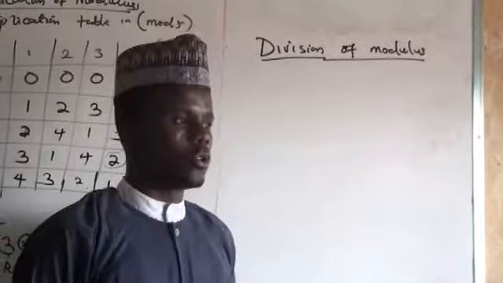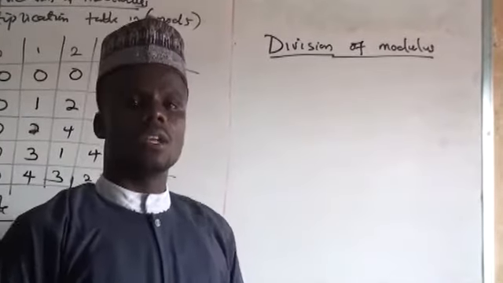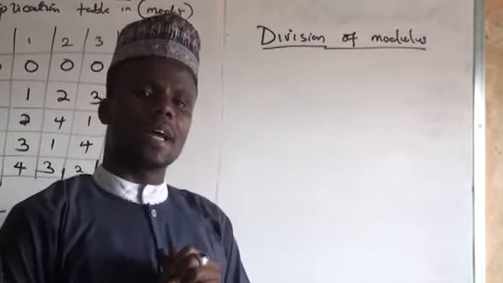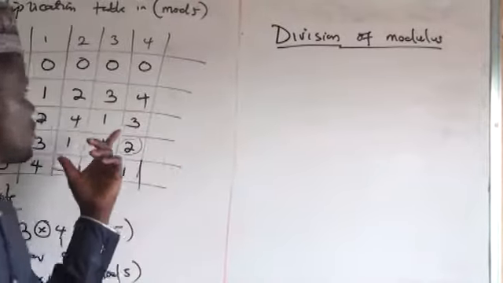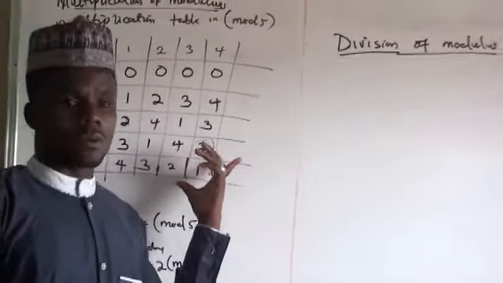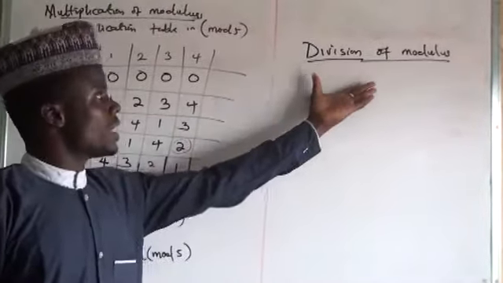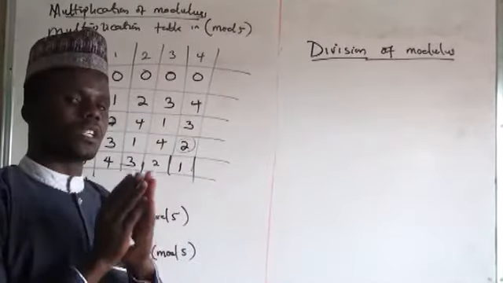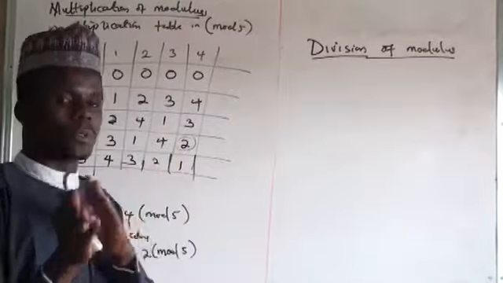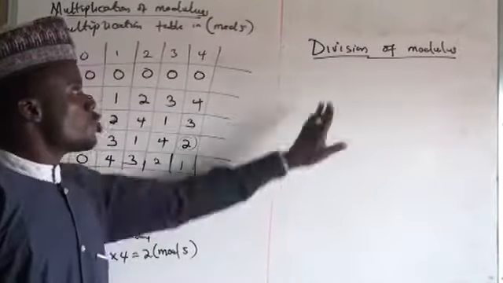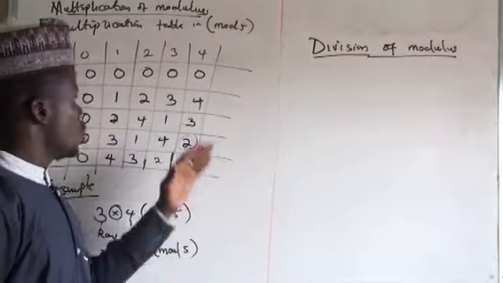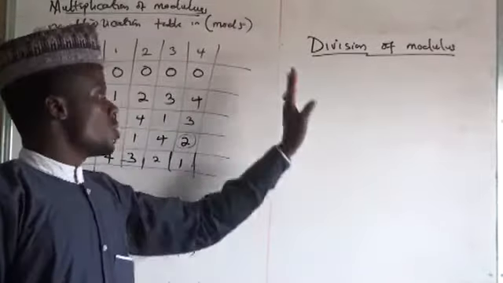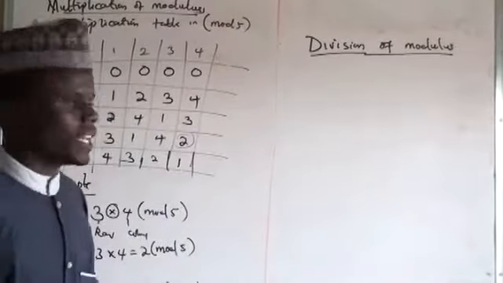Now, division of a modulus. In a division, we used to make a reference with the multiplication table. When it comes to division, it is almost the same, because addition and subtraction go hand in hand, and also multiplication and division go hand in hand. So in division, there is no need to plot another table. You are now to use the table of multiplication.